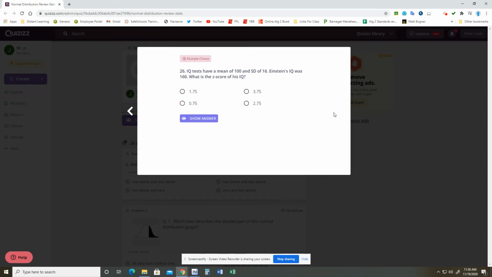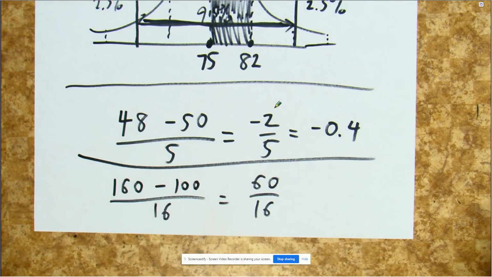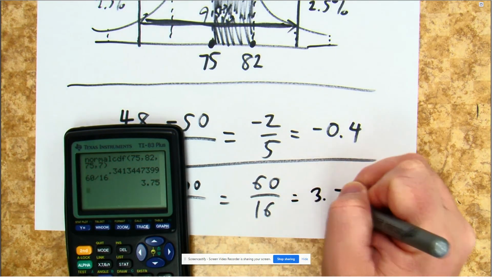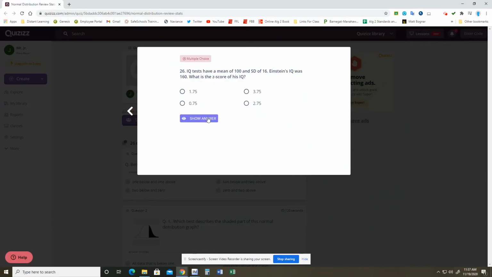Number 26, the last question. IQ tests have a mean of 100 and a standard deviation of 16. Einstein's IQ was 160. What was the z-score? Well, clearly it was way above average. It was 60 IQ points above average, but how many standard deviations above? Well, just writing that thing out on paper, his IQ was 160 minus 100 divided by 16 should be 60 divided by 16, as you can see right here at the bottom of my page. 60 divided by 16 gives you exactly 3.75, which is clearly the answer here.